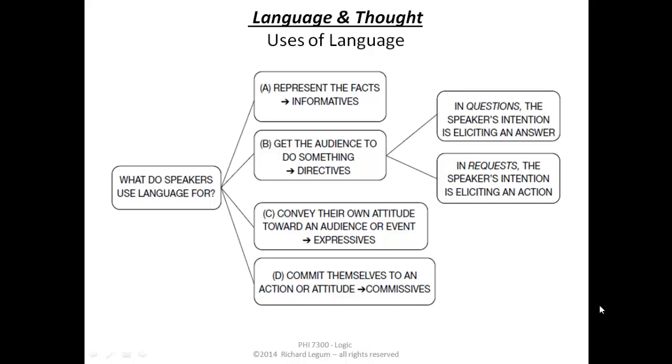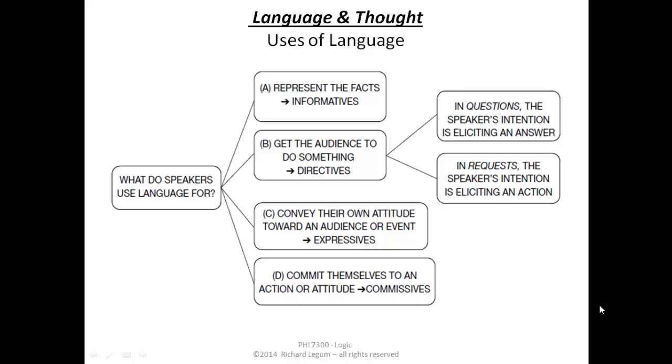And notice, with regards to the uses of language, we now can divide these things up using this little diagram. That is, look at that box on the left, what do speakers use language for? A, to represent facts. And that's what informatives do. They're trying to say that's the way the world is, that's the way things are. Second one, to get them to do something. It's a directive.